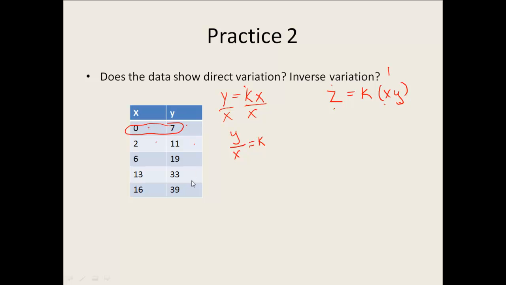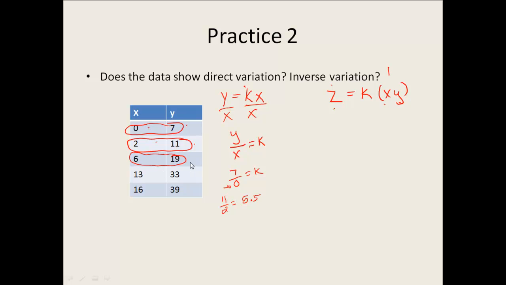and plug it in. Okay, if I pick the first one, I would have 7 divided by 0 is equal to k. Ooh, that's going to cause us a problem because I have a 0 in the denominator. Let's try the next one. What if I were to do 11 divided by 2? Well, 11 divided by 2 is 5.5. So that would be a k there.